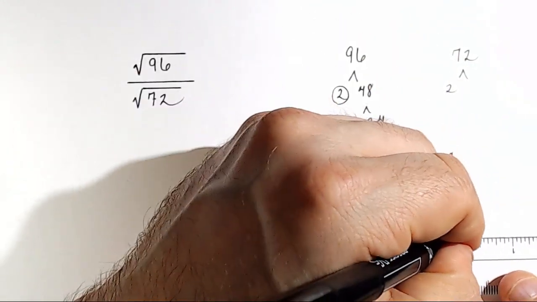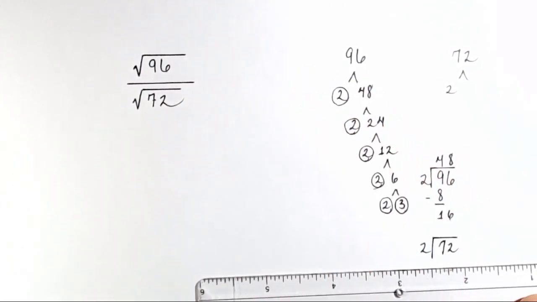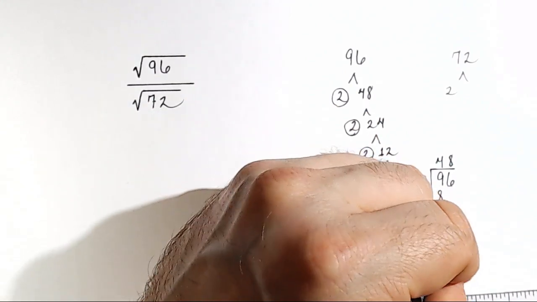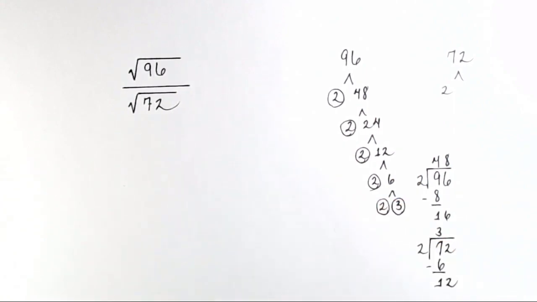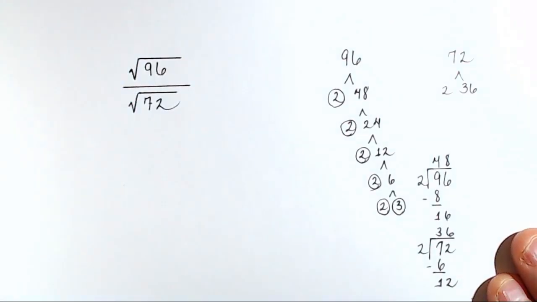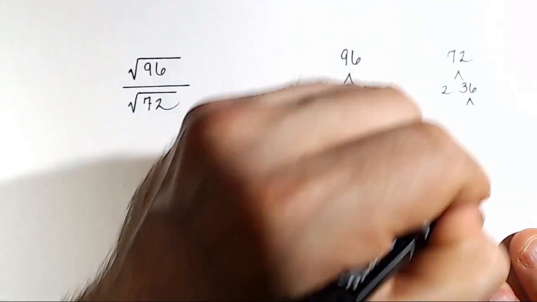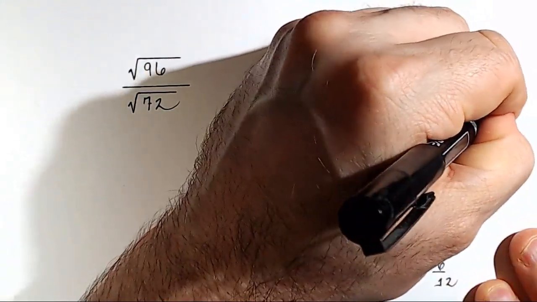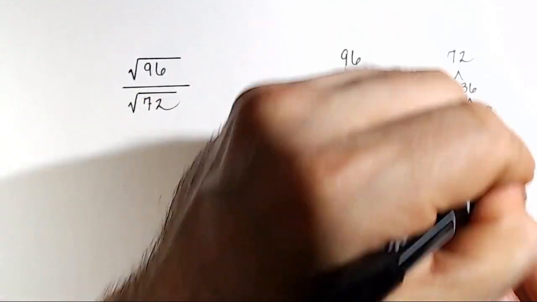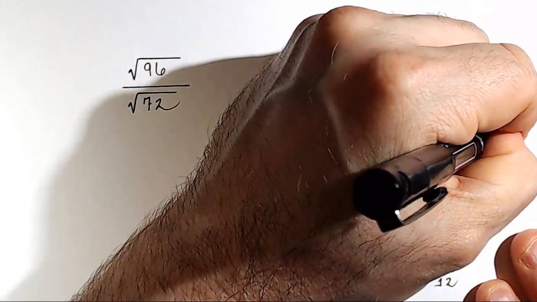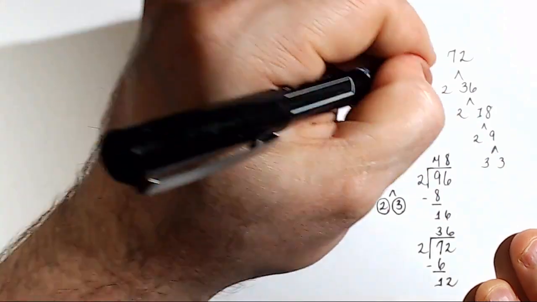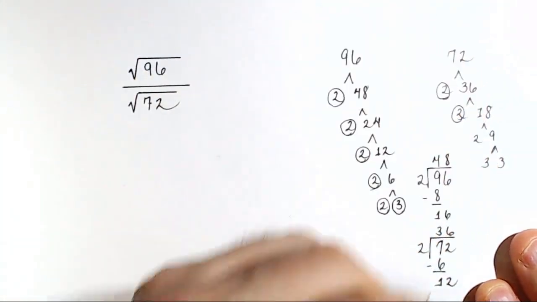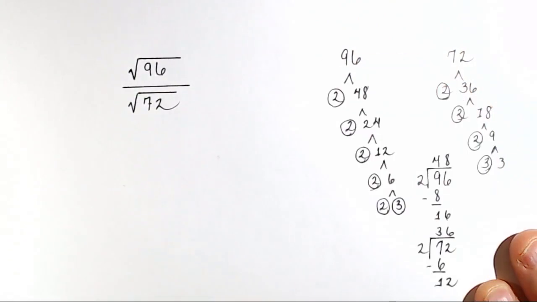72 divided by 2. 2 goes into 7 3 times. 3 times 2 is 6. 7 minus 6 is 1. Bring down the 2. 2 goes into 12 6 times. So 2 times 36 is 72. But 36 is not prime, so we break that down into 2 and 18. 18 is not prime, so that's broken down into 2 times 9. 9 is not prime, so we break that down into 3 times 3. So 72 is equal to 2 times 2 times 2 times 3 times 3.